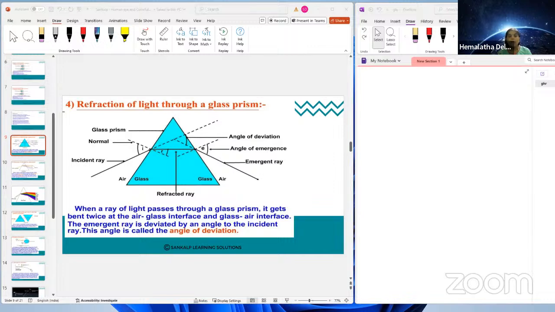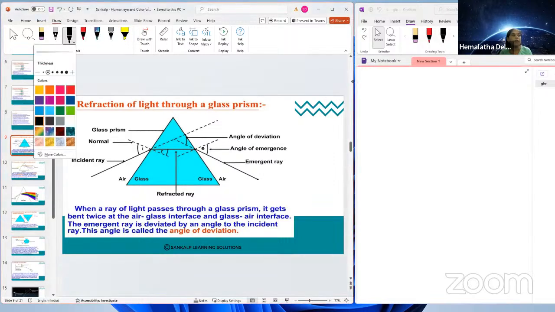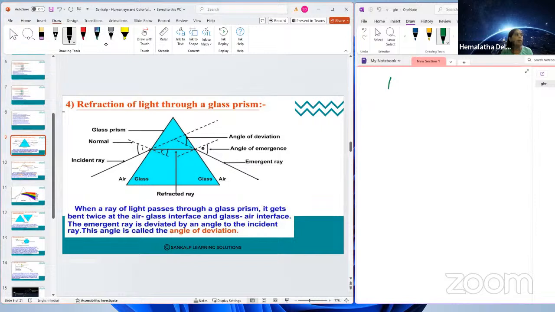Today, we are talking about the other two different phenomena of light. Till now, in the previous classes, we studied about the phenomena of light, like reflection, correct or not?